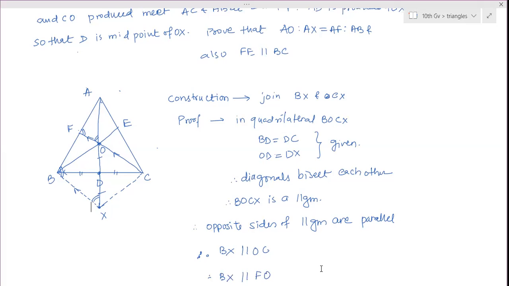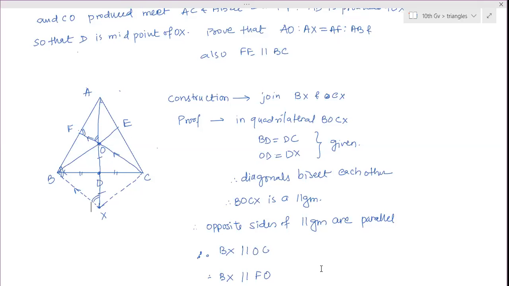Completed? Ma'am, not getting the second part. Why? What happened, Rishi? I'm not understanding it. FO is parallel to BX, or BPT? What is it? Ma'am, what is the statement?